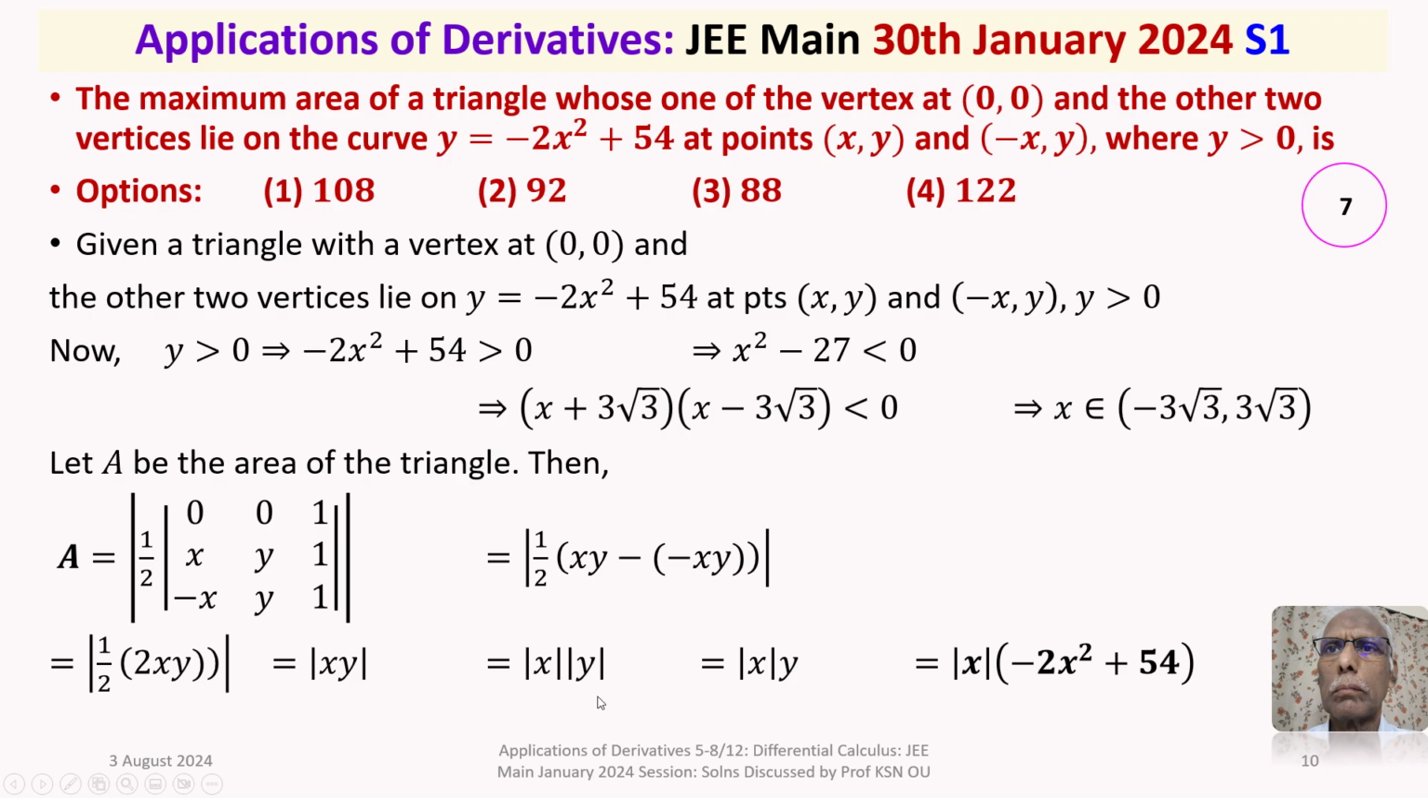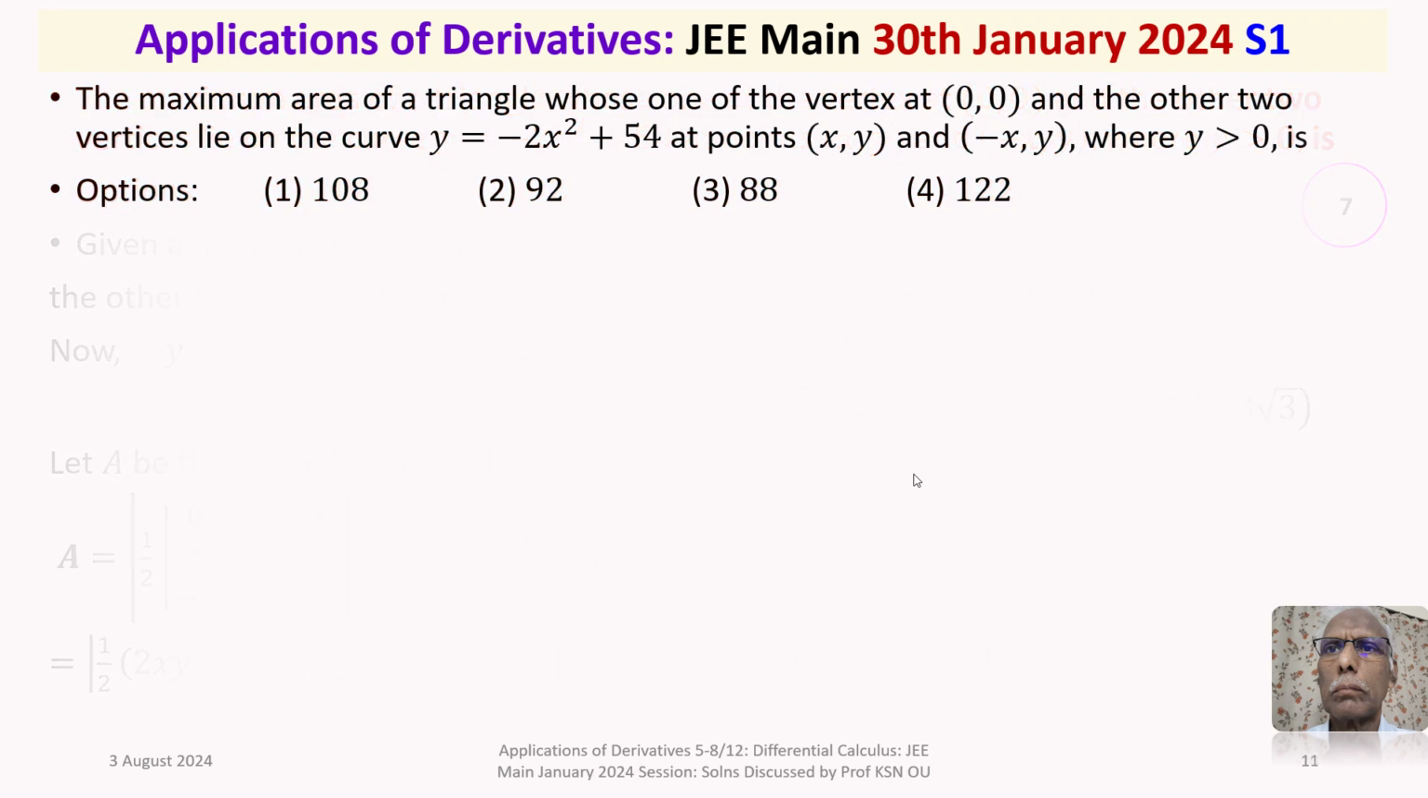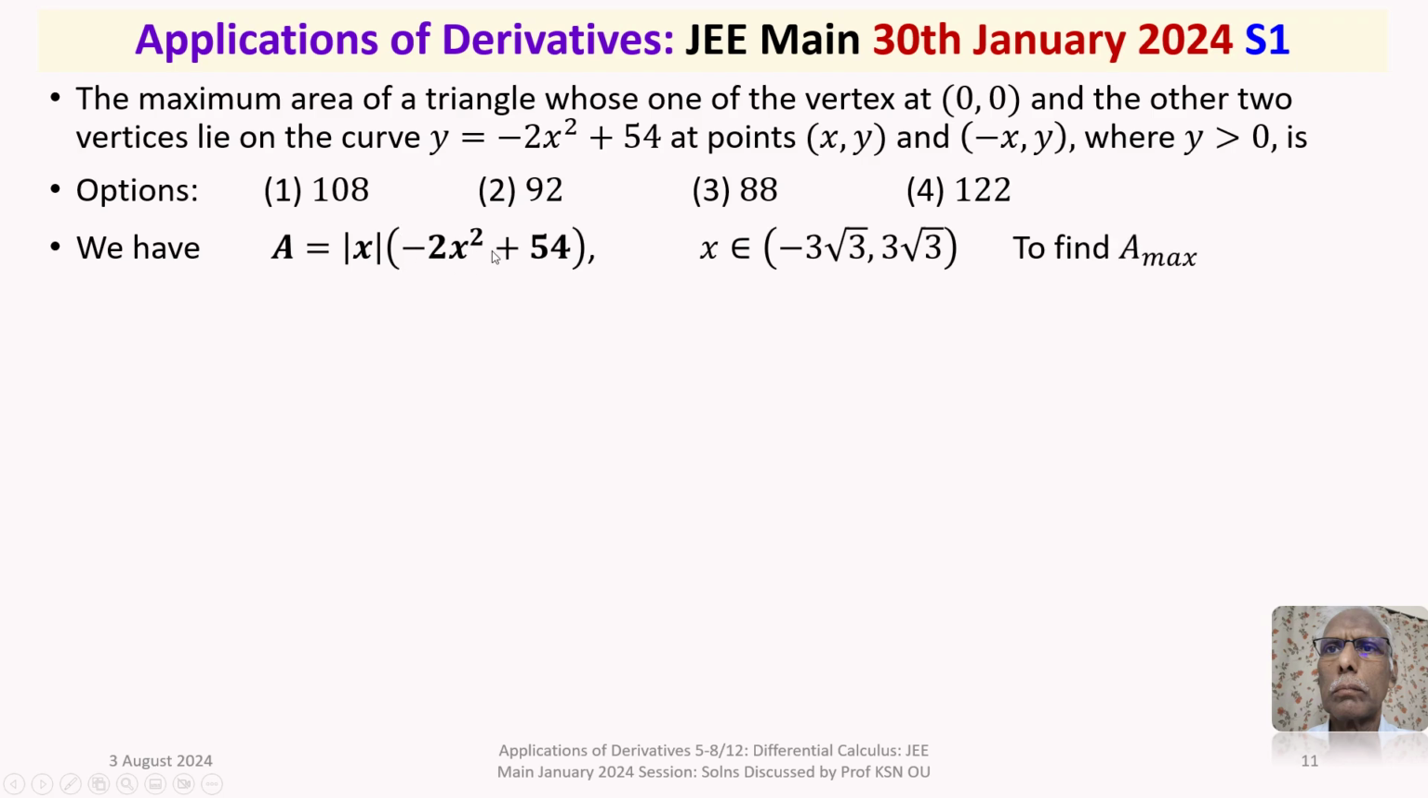That will be equal to mod x into mod y, and y > 0, so mod y will be just y only. So mod x into y, that is mod x into (-2x² + 54). By the way, y > 0 means the values of x you have to consider only in this interval to find out the maximum area. Right, let's now continue. We have the area |x|(-2x² + 54), x belongs to this open interval, and we are required to find the max.